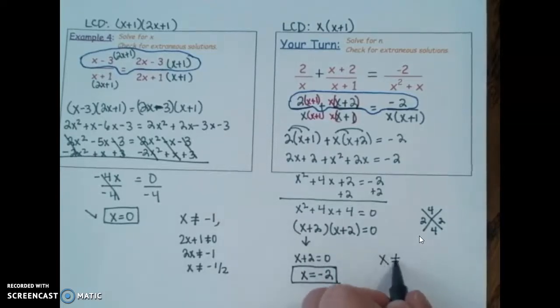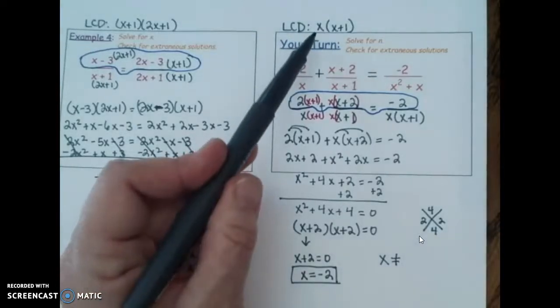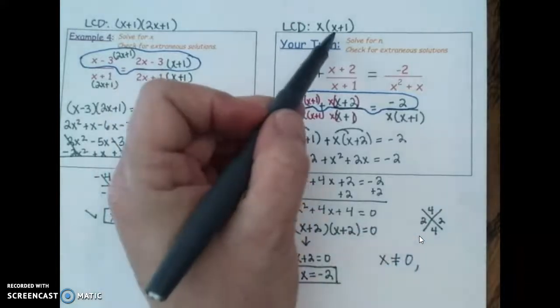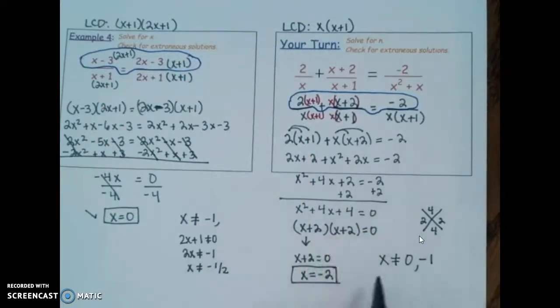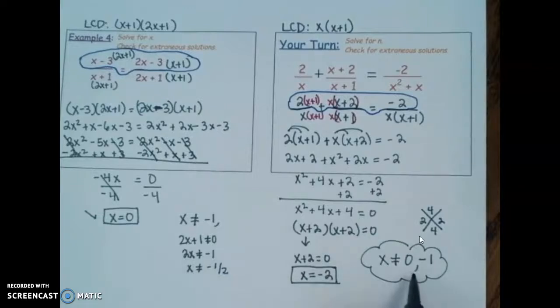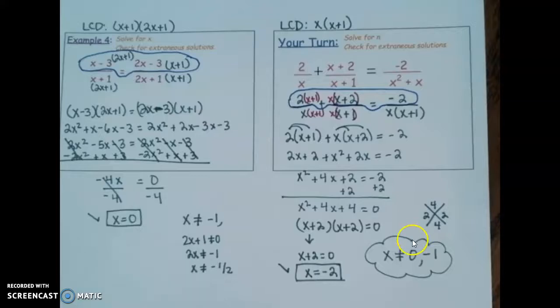So now let's look at our restrictions. So here x could not equal 0 and x could not equal negative 1. Our solution is neither of those restrictions, so it is an accurate solution. And that wraps up solving rational equations.